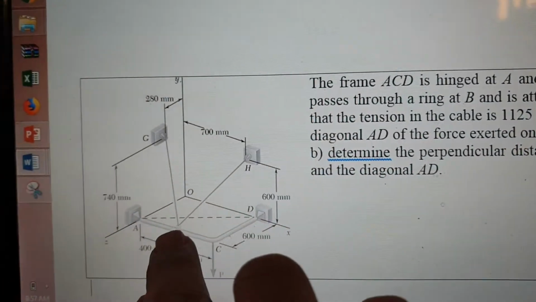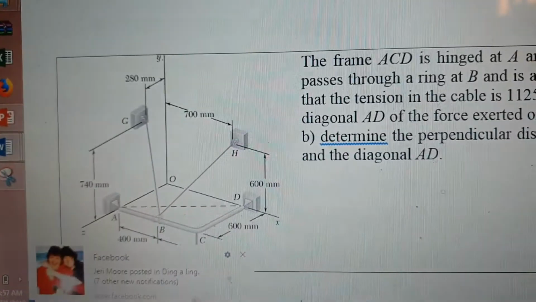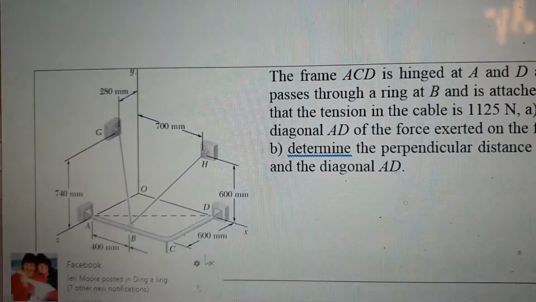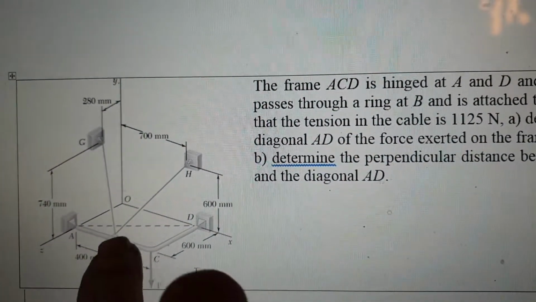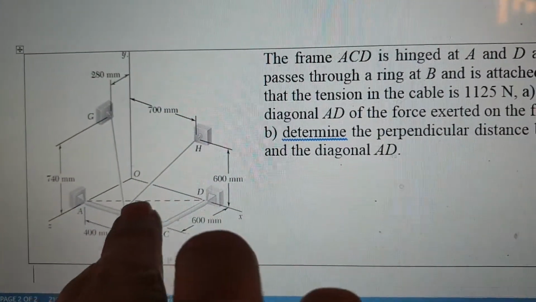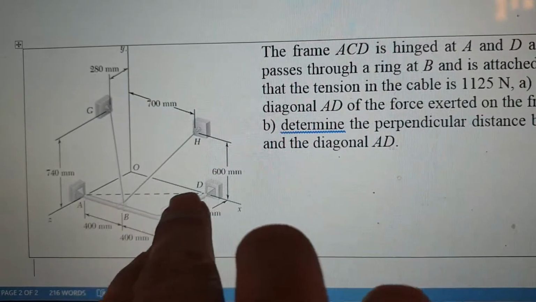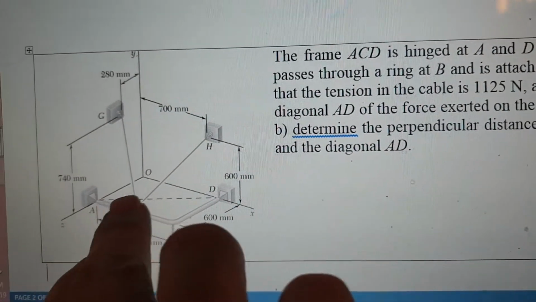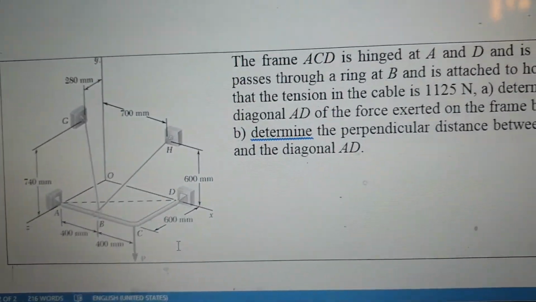So this portion BG in the cable, he wants to know the moment around the diagonal AD. For this type of problem, you need to find the moment around the diagonal AD. There is a certain solution.